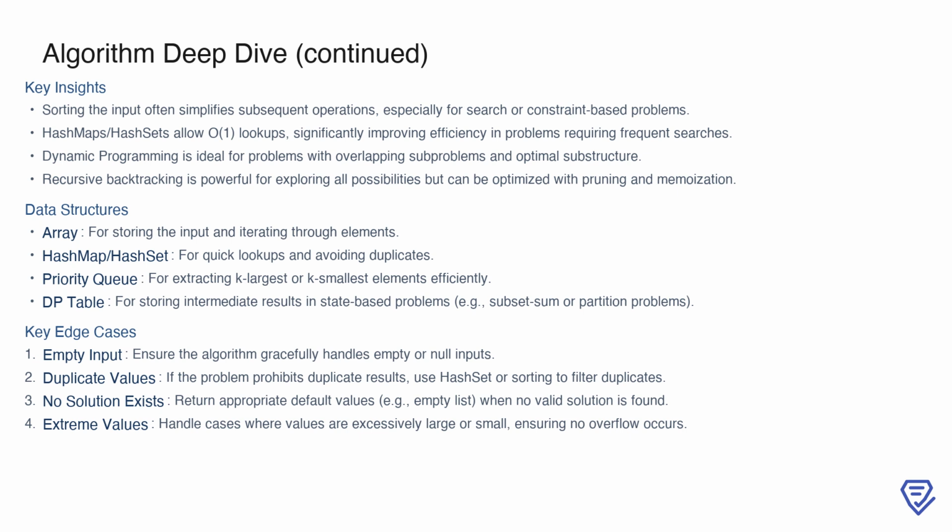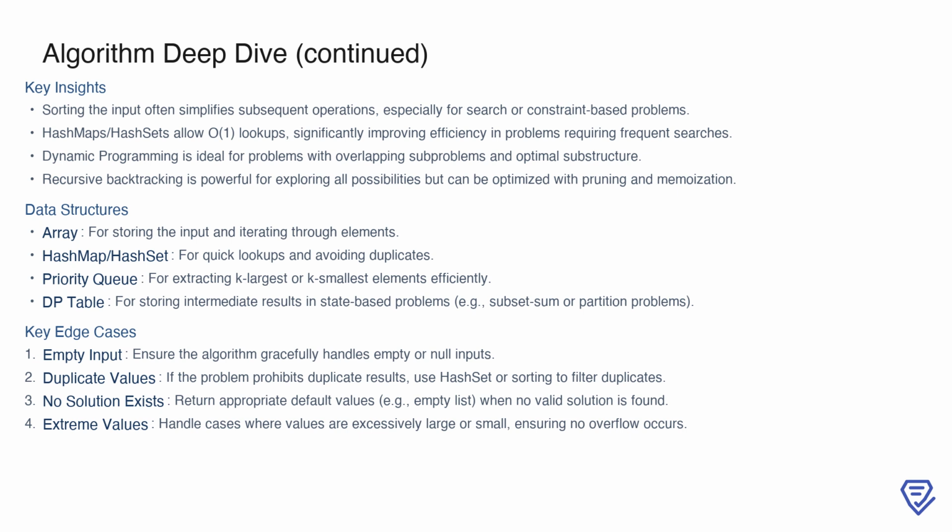efficiency. When working with data structures, arrays are fundamental for storing the input and iterating through elements. Hash maps or hash sets help avoid duplicates and enable efficient lookups. Priority queues are ideal for extracting the k-largest or k-smallest elements. Dynamic programming tables are essential for storing intermediate results in state-based problems like subset sum.